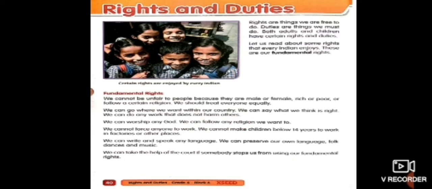Students, as a citizen of India, we are free to speak our views. We are free to move from one place to another place. We are free to become a teacher, doctor, shopkeeper, or whatever we want to be. But we need to remember that we are free to speak, it doesn't mean that you will hurt someone. You are free to go anywhere in India, but it doesn't mean that you will enter into anybody's house without permission.